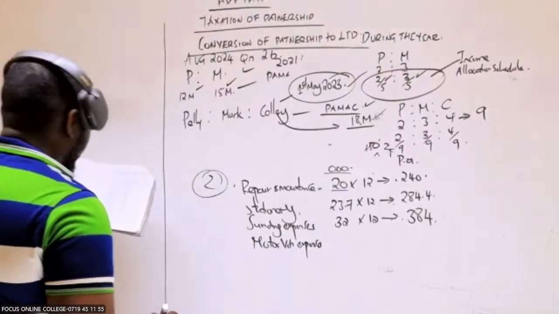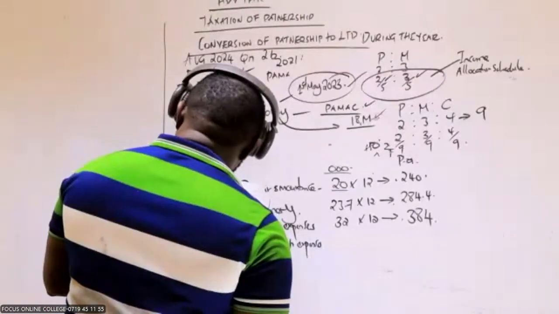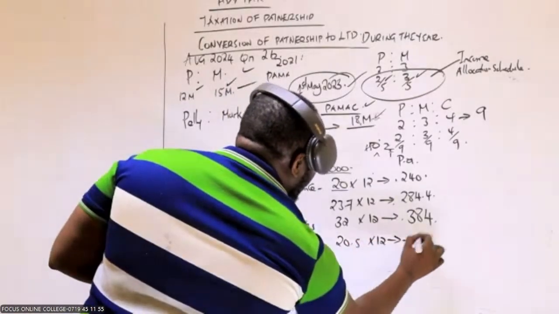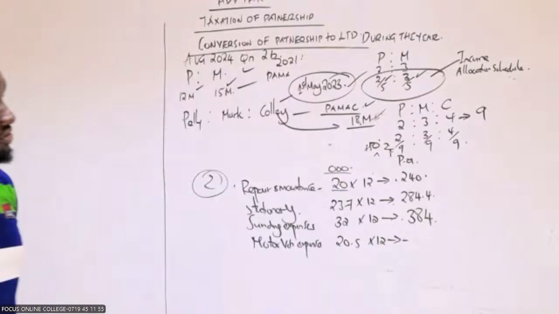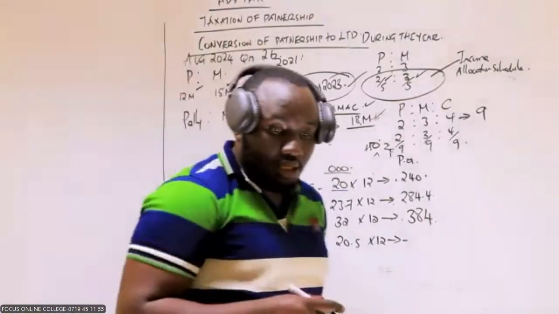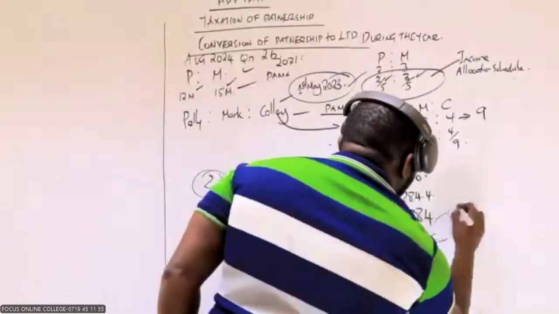The figure for motor vehicle expense should be 20.5, times 12. So what do we have? 20.5 times 12 is 246. Perfect. All of us, we are perfect.